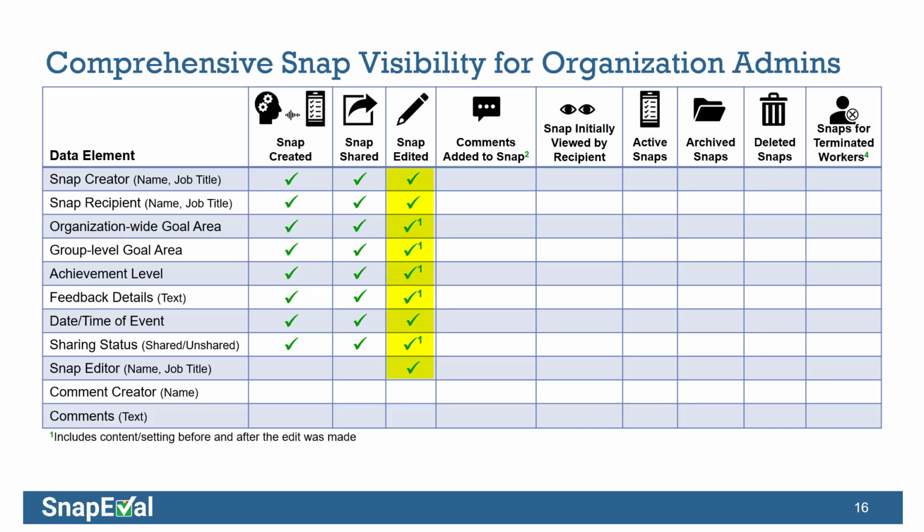If someone makes an edit to a snap, again, this example would be for perhaps someone that has not shared a snap with an employee. Maybe they have a meeting with the employee because this is a developmental snap, and then they subsequently want to share the snap with the employee. You can run a report and see what the content of that snap was before it was edited and after it was edited. Who did the edit? What the achievement level was, what the feedback details were, what the goal areas were. So you have full visibility to any changes that are made to any snaps, including what the content was before the change and the content after the change.